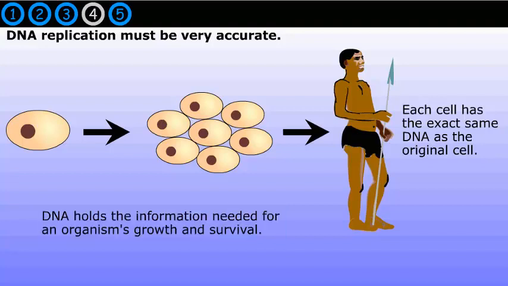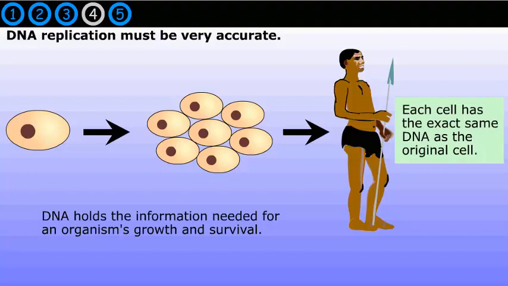Multicellular organisms start as a single cell. The single cell divides, and the resulting cells continue dividing as the organism grows. Changes in its DNA are generally not beneficial for an organism's health. Therefore, each cell needs to have the exact same DNA as the original cell.